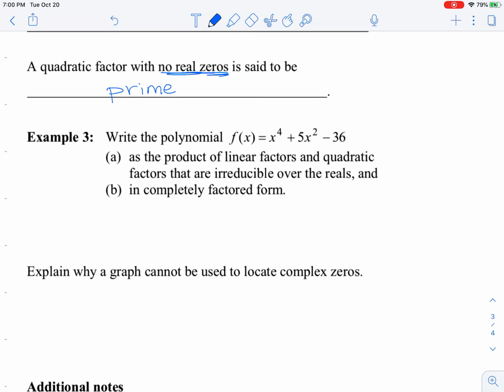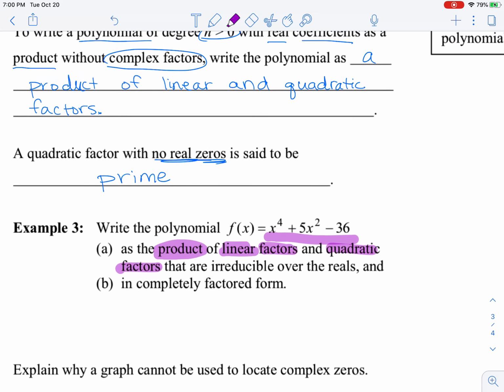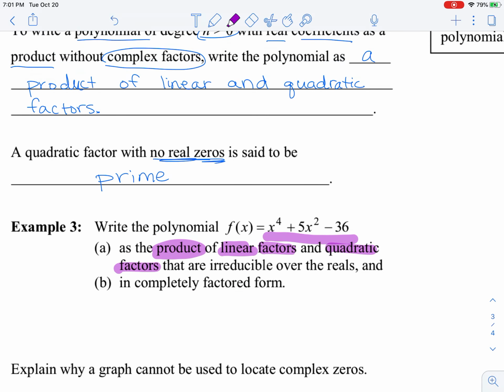Okay, here's one of our last examples. It says write the polynomial f of x is x to the fourth plus 5x squared minus 36 as the product of linear factors and quadratic factors that are irreducible over the reals. Here's what that means. They want you to put this in factored form, but not with complex factors.